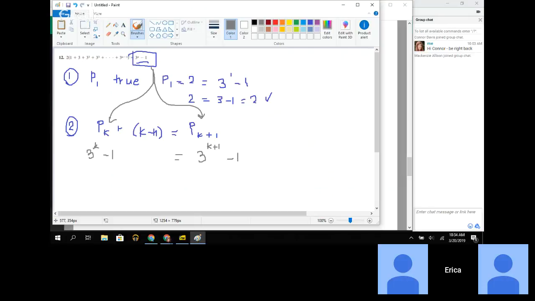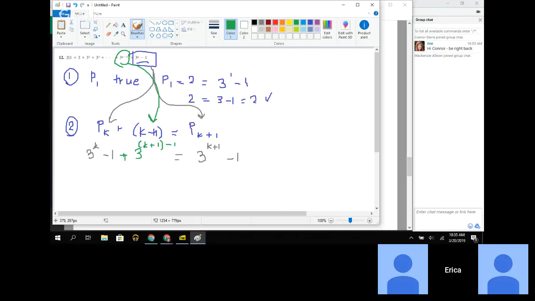The k plus 1 part actually comes from here, which is your next term, 3 to the n minus 1 power. So this middle one actually comes from here. So it's plus, and instead of 3 to the n minus 1, it's going to be 3 to the k plus 1 minus 1.